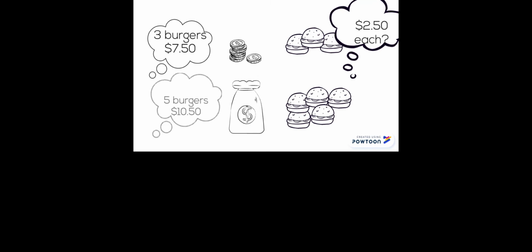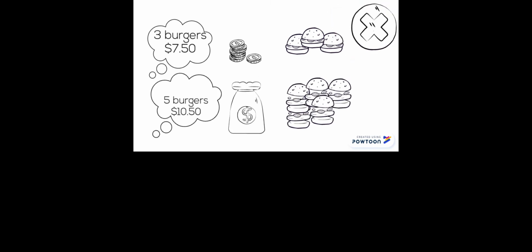And to get 3 burgers delivered costs $7.50. Seems simple enough, $2.50 per burger if we divide 750 by 3. But we got to remember the delivery rate because 5 burgers actually cost $10.50, which means they can't be $2.50 each. But fortunately, you are in algebra class today, and you know something about the rate of change.